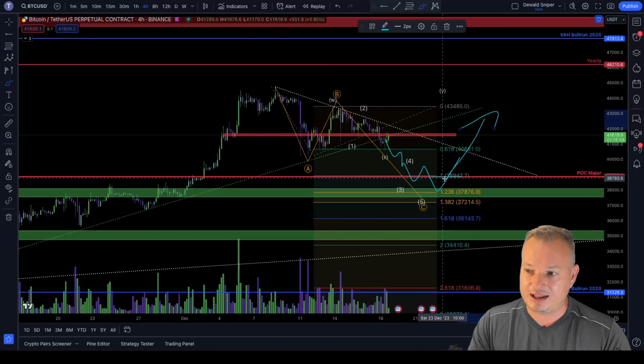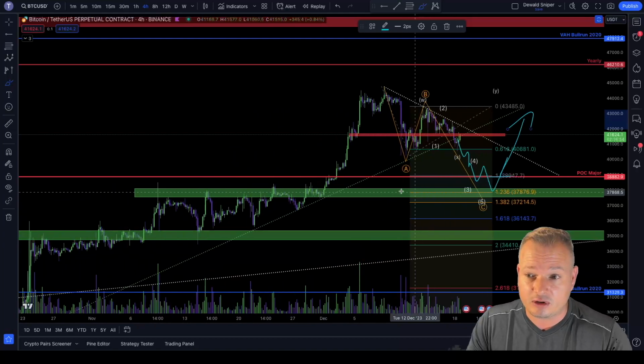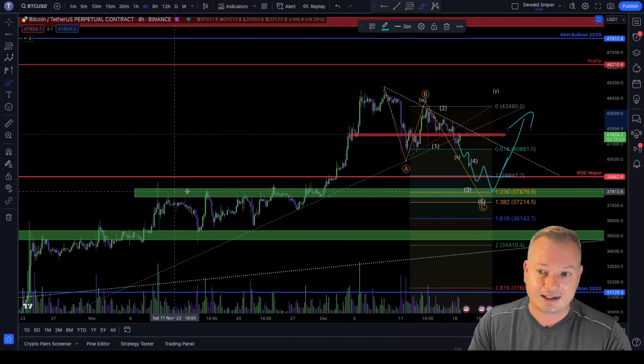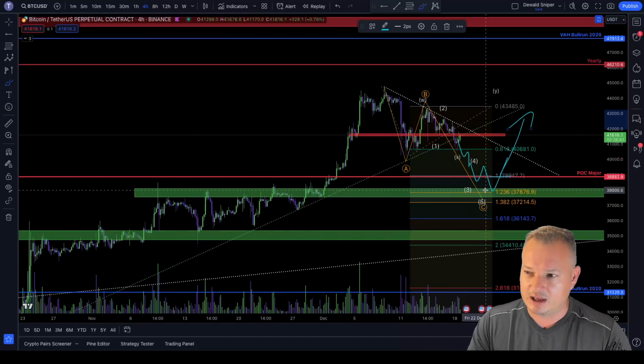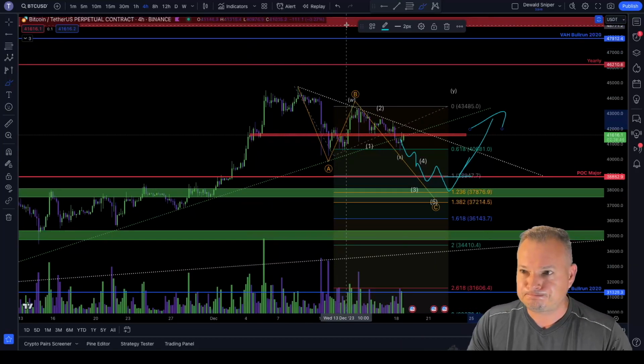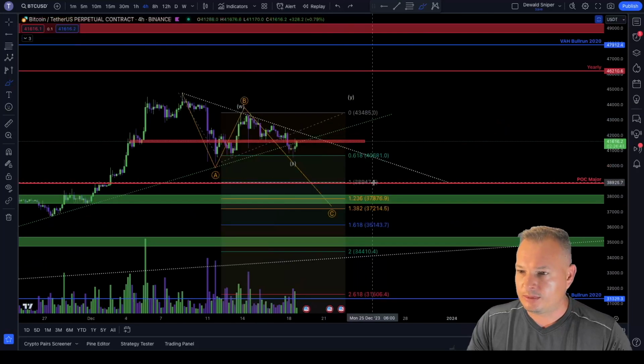Okay, so definitely an area that I will be watching. Also, this 1.236 is in perfect confluence with these highs, which will act as support when the price comes down. So just keeping those levels at play as well. Then let's take the scribble out.